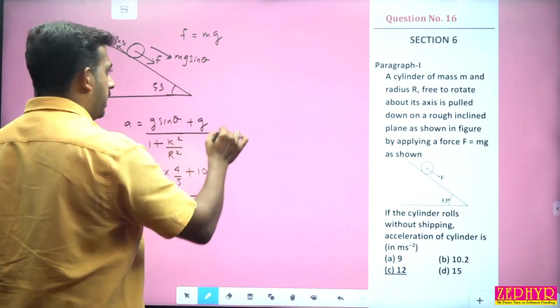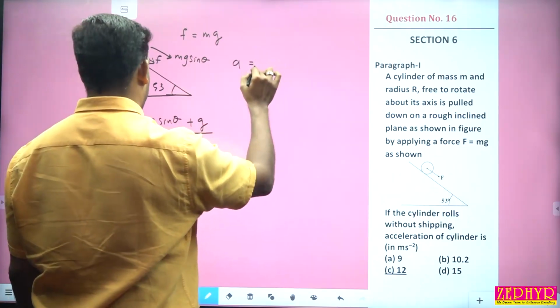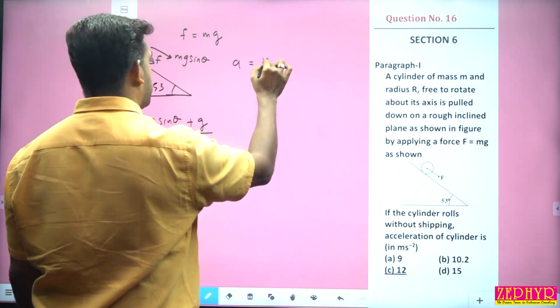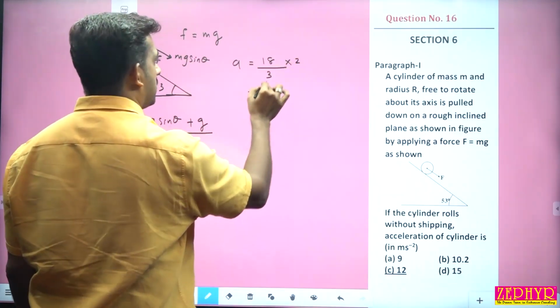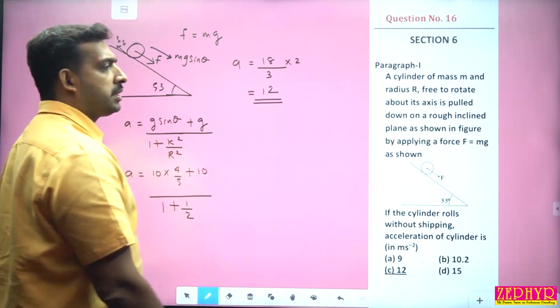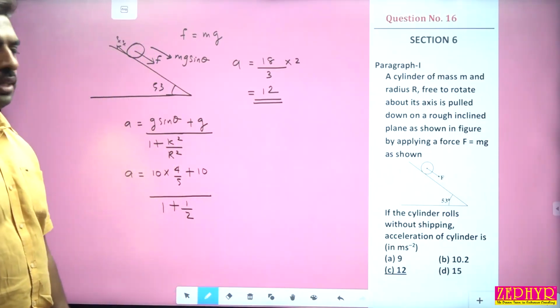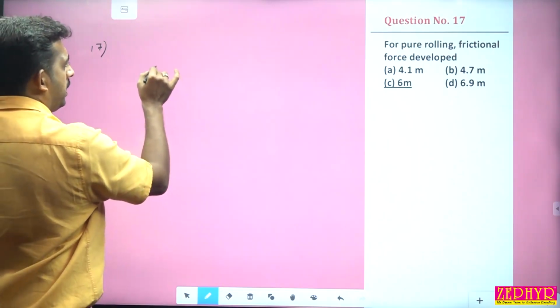So simplifying this, we will be getting A equal to 8 plus 10, 18, divided by 3 by 2. So 6 3s are 18, 6 2s are 12. So the answer is 12 meter per second square. Option C. Clear?